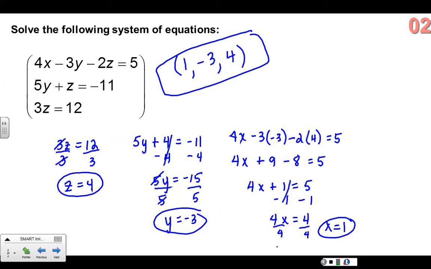I should be able to check this by going backwards and plugging in the 1, negative 3, and 4 and making true statements with every equation.